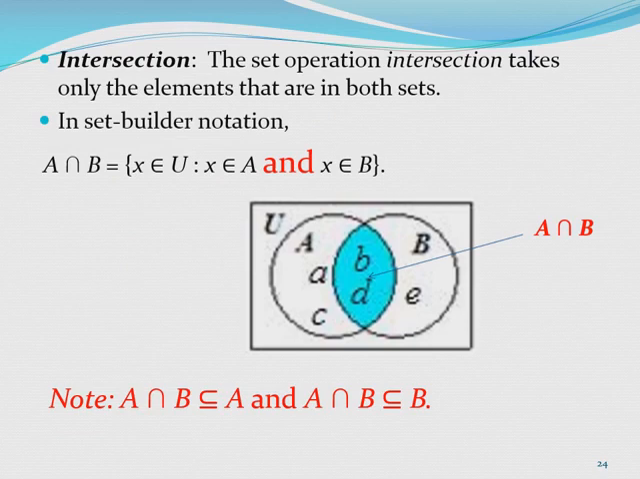Intersection. The set operation intersection takes only the elements that are in both sets. In set builder form, A intersection B is the set of all x in U such that x is in A and x is in B. The elements which are common to A and B from the previous example are b and d, and this is how you denote it in the Venn diagram. Make a note, A intersection B is a subset of A and B.